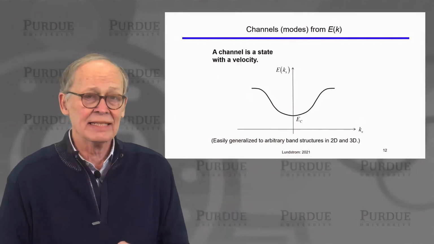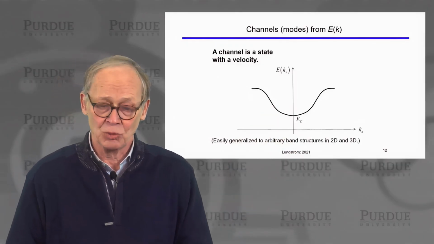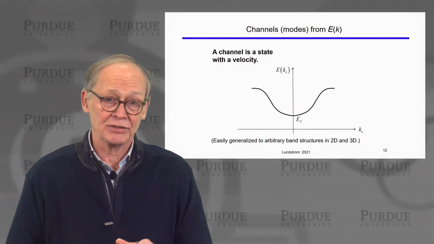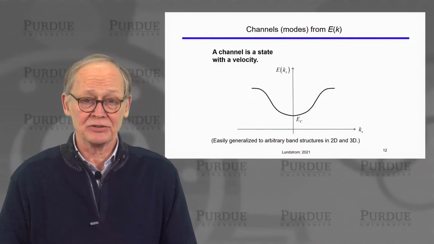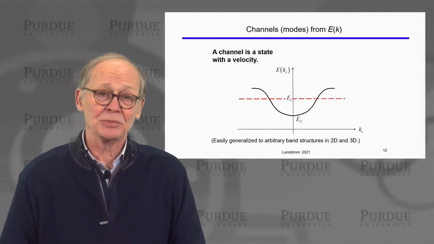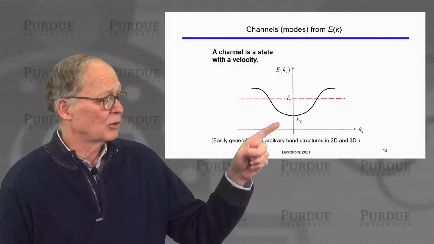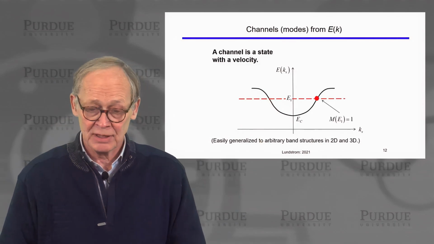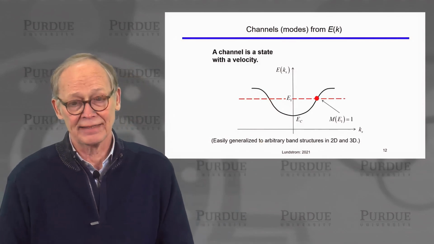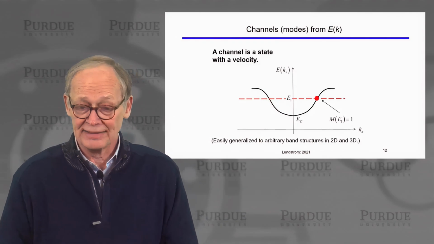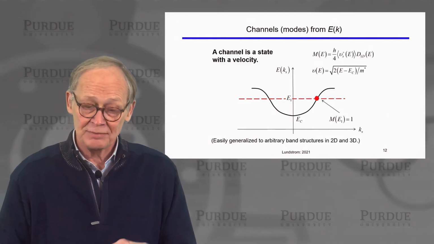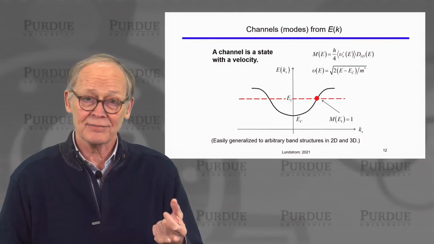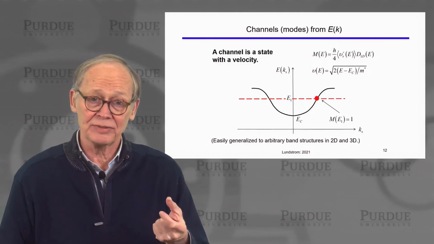Let's say we have a band structure, an E of k in 1 dimension, and we'd like to understand what a channel is. Well, it's related to the density of states because there has to be a state to hold the electron. So if I ask how many channels are there at energy E sub 1, well, I can see that there's a state at that energy. And that state has a velocity because the velocity is the slope of E of k. So I have a state with a velocity, so the electrons can move in that state.